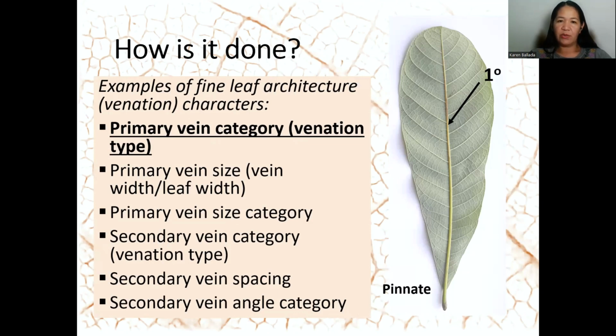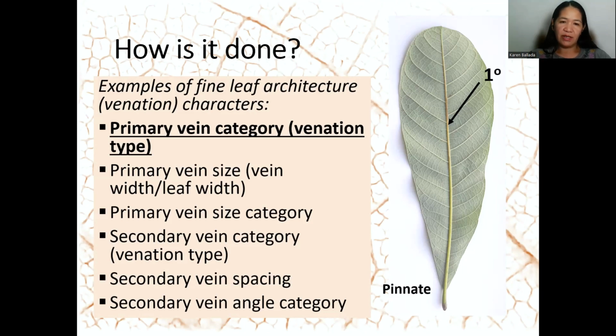Now we proceed with the fine leaf architecture or the venation patterns. Okay, so the venation characters. First we start with the primary vein category or the venation type. So you have there in the illustration what is meant by the primary vein. It is pointed there with the number 1. So that is the primary vein. Primary vein, basically, is the main vein that you see, the major vein that you find on the leaf blade.